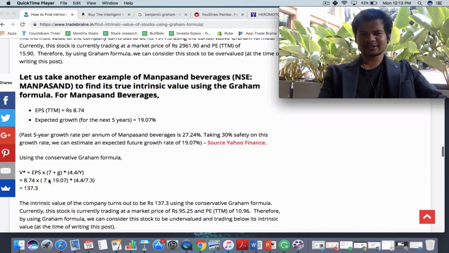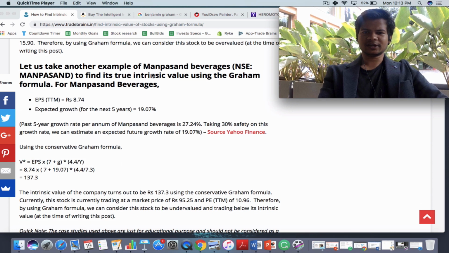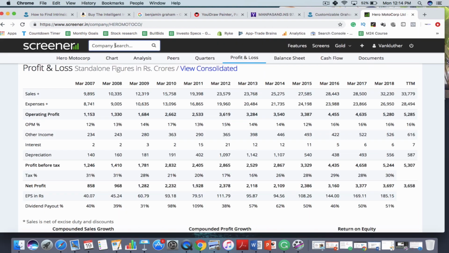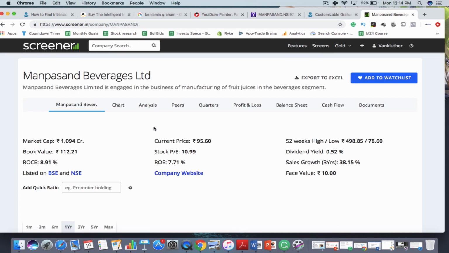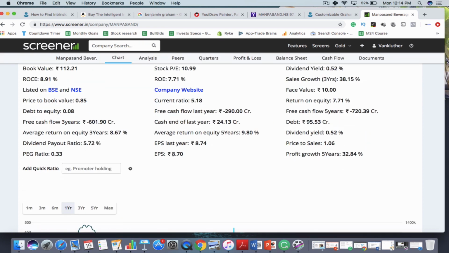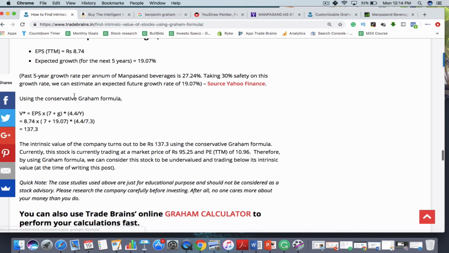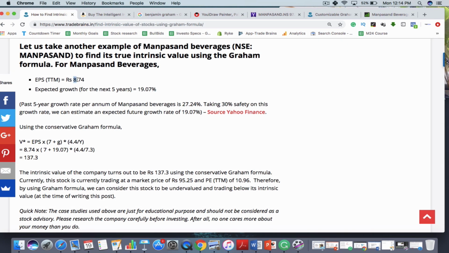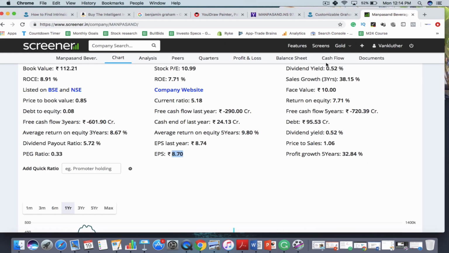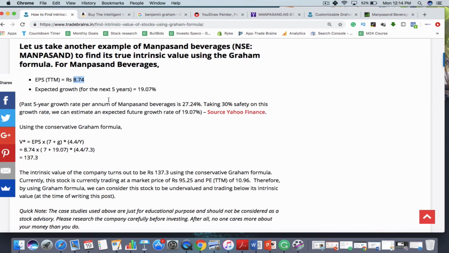Now let's take another example of an undervalued company. Here we are looking at Manpasand Beverages. If you go on Screener and search Manpasand Beverages, you will get the details about Manpasand, and its earnings per share is rupees 8.70. So here we'll be using EPS of 8.70. I think the EPS is a little different on Yahoo Finance and Screener, but it's a very small number, so we can still go for it.